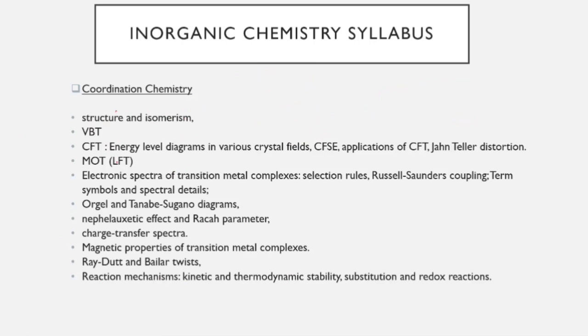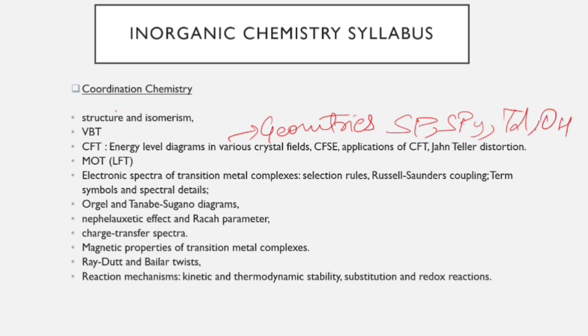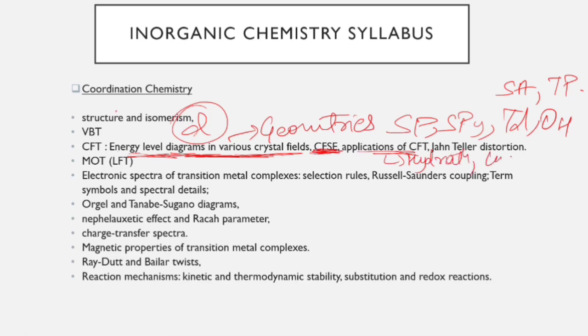Moving further, when you study CFT, you will see that there are different energy level diagrams based on various geometries. Like square planar, square pyramidal, tetrahedral, octahedral, or you can also have square antiprismatic, trigonal prismatic. These are some geometries. You should focus on trigonal pyramidal and bipyramidal, and you have to remember how to find the energy level breakup of the d orbitals, the d orbital splitting basically. You should know how to calculate CFSE, that is the crystal field stabilization energy, and the applications of CFT are in hydration energy and lattice energy. So you should study this, as many questions are being asked from it.